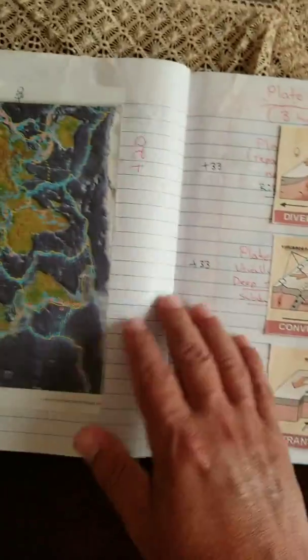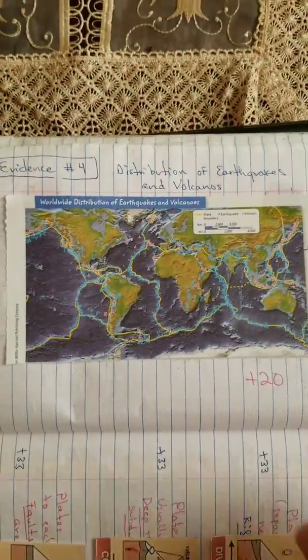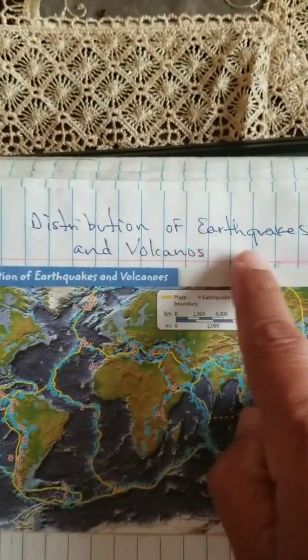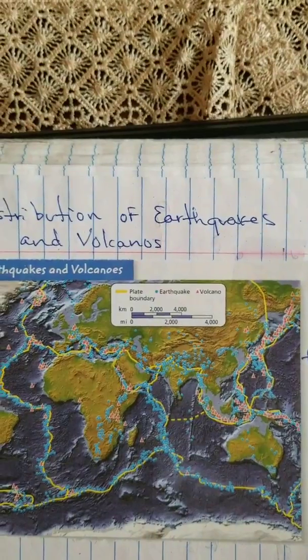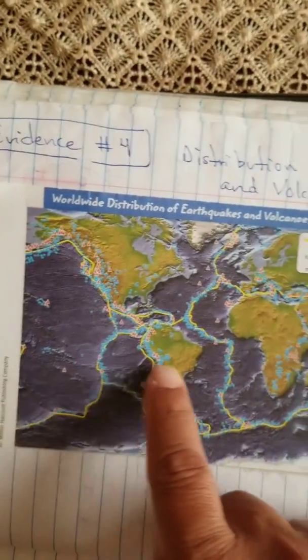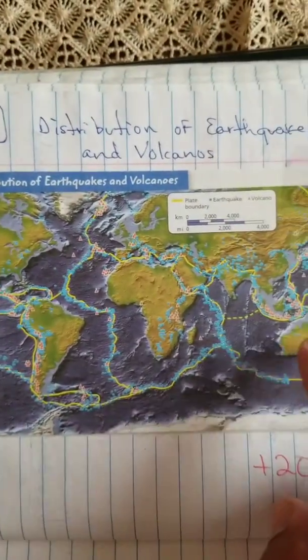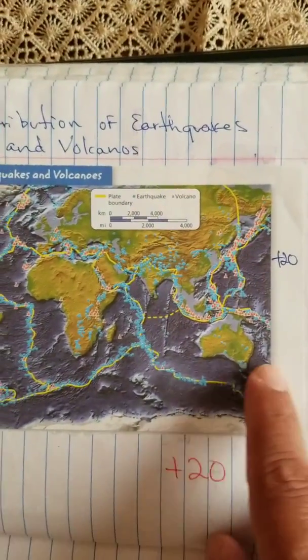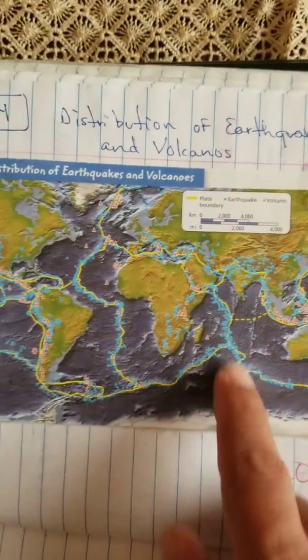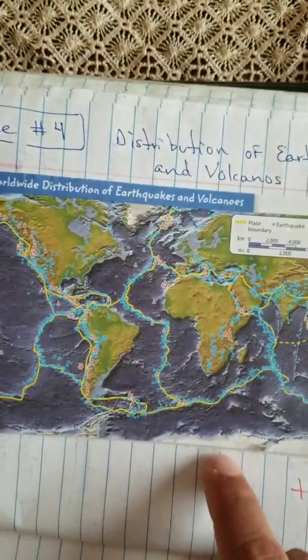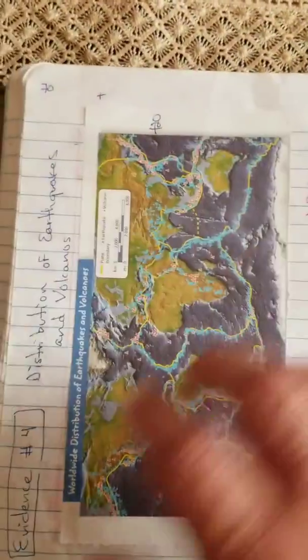We flip the page and then we turn the composition book sideways. We can see the last one, evidence number four, which is the distribution of earthquakes and volcanoes. And we can see this is the one that we're missing. You're not going to find it, but I will send a picture so you can just look at it. And I still want you to write it down just in case. They all have a little amount of information on the flip side of it.